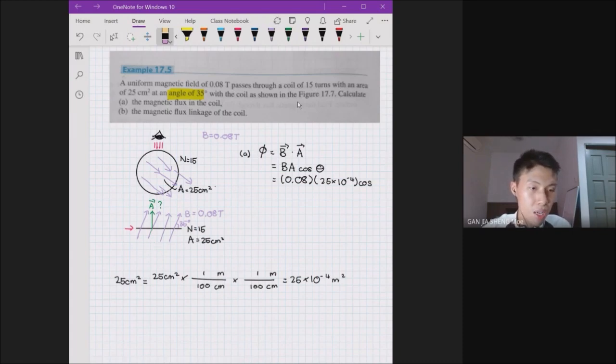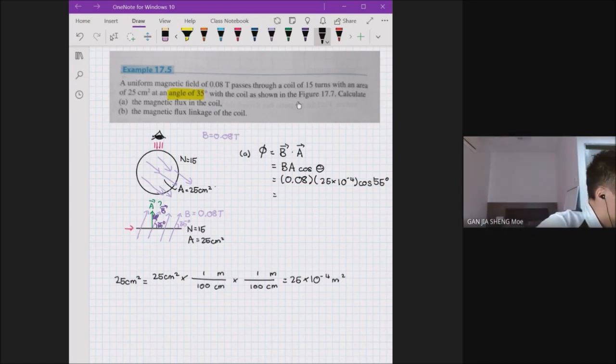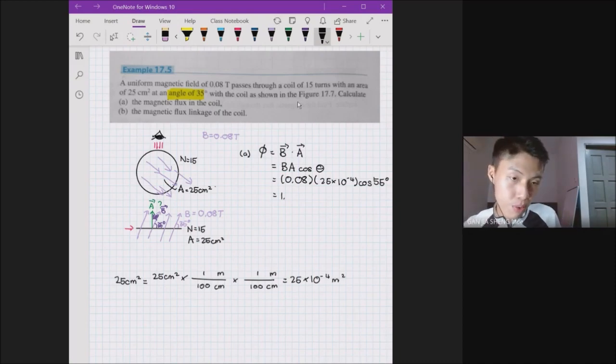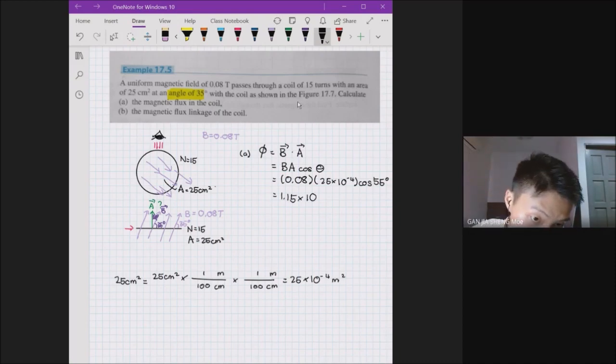So you pick the one that is pointing upwards, and they tell you that this is 35°. So you know that the other side here will be 55°, and 55° will be the angle between the area vector and the magnetic field. So when you substitute in your angle, you substitute in 55°. Then if you calculate it, you'll be able to get your answer to be 1.15 times 10 to the power of negative 4. Again, the unit is Weber.